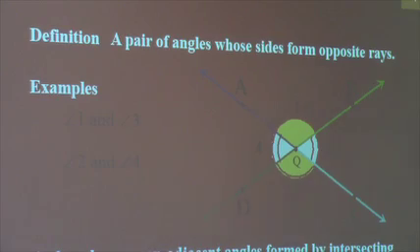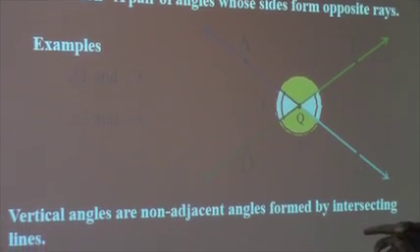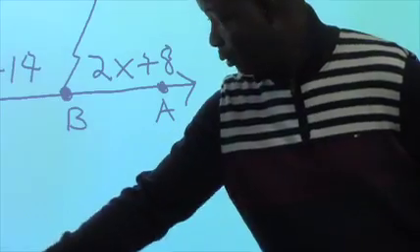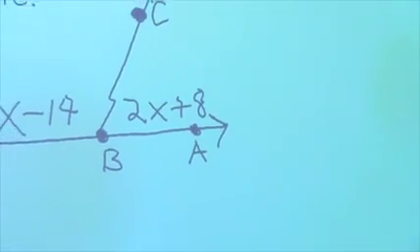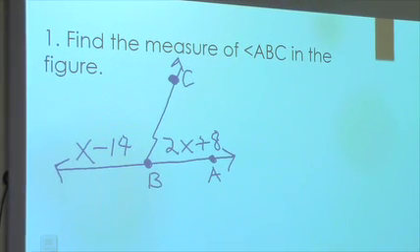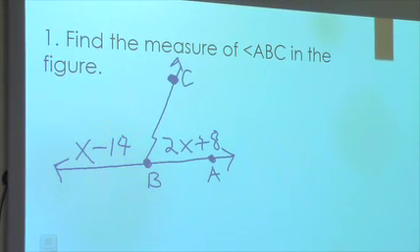So again, vertical angles will be non-adjacent angles because they do not share a common side between them and they are formed by intersecting lines. So now that we have discussed this, let's go ahead and do some basic problems on this. So in problem number 1 here, we want to find the measure of angle ABC in this figure.